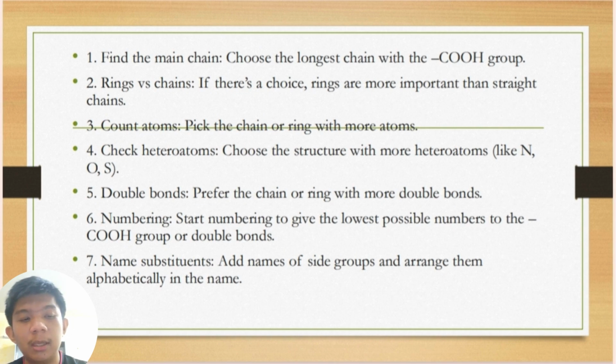And step six, the numbering. Start numbering to give the lowest possible numbers, the lowest locants, to the COOH group or double bonds. So the carbon in the COOH group must be the carbon number 1. And step seven, name substituents. Add names of side groups and arrange them alphabetically in the name.